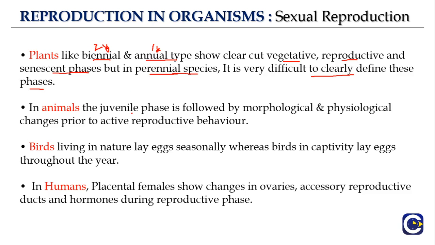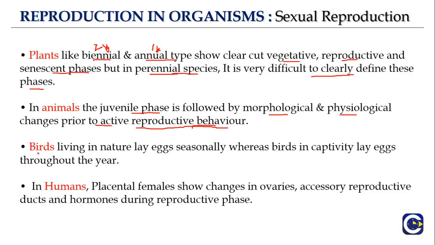Okay. So then in animals, the juvenile phase is followed by morphological and physiological changes, prior to active reproductive behavior. Let's take the easiest example always, humans, because we know each other. When you are growing, in your juvenile phase, let's say for men, the voice really changes. So there are morphological changes and physiological changes. Also how you look sometimes changes. So the juvenile phase is followed by morphological and physiological changes prior to active reproductive behavior. Before you have completely gained your reproductive behavior, there will be a lot of changes in the body.